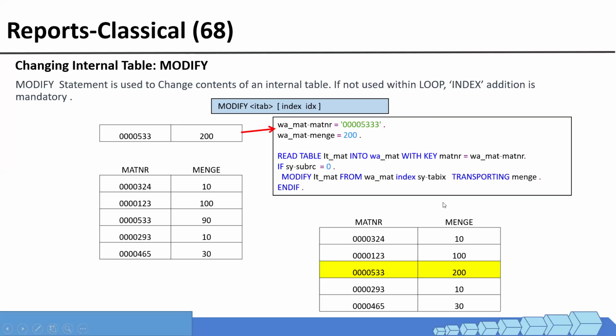First see what is happening here. This is the data. This is a record available in the work area. Update that record with quantity equal to 200, overwriting. Yes, 533, material number 90, you are making it 200. Let us do it practically.